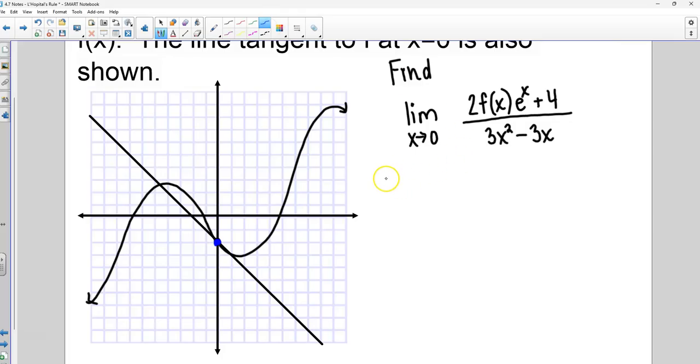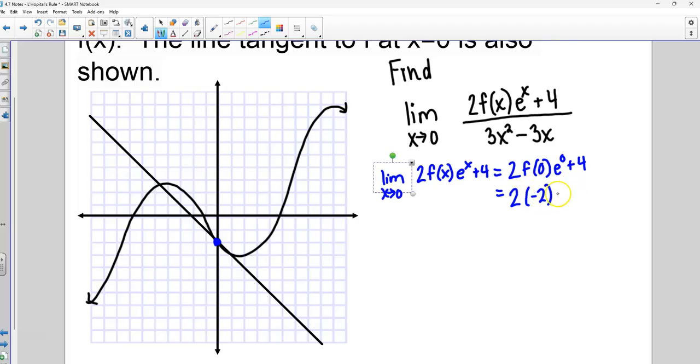So I'm going to do the limit as x approaches 0 of 2f of x e to the x plus 4, and you're just plugging in 0, so 2f of 0 e to the 0 plus 4. What is f of 0 on that graph? Negative 2, which is the y coordinate at that point that's marked there, so it's negative 2. What is e to the 0? 1. Negative 2 times 1 plus 4, we're getting negative 4 plus 4, which is 0. So the limit of our numerator is 0.